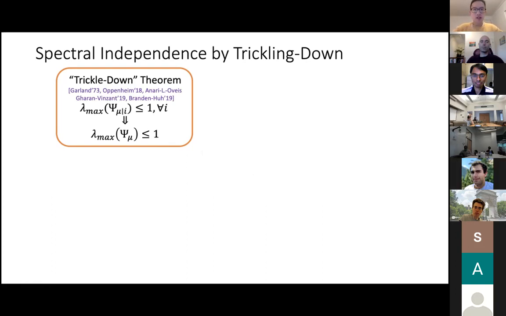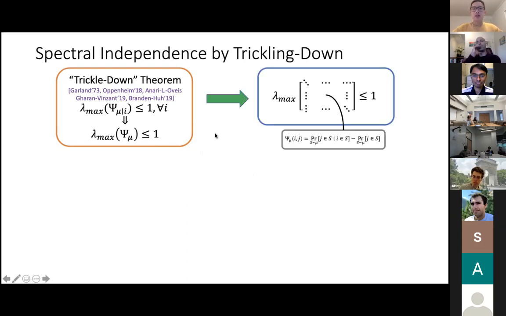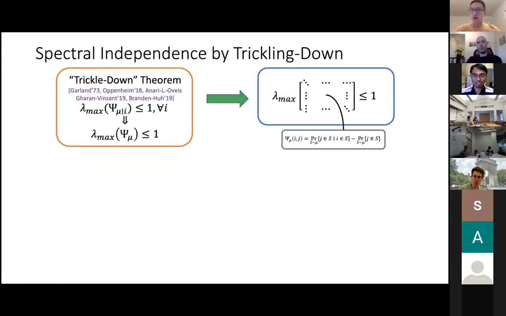I'm not going to say too much more about why this is the case, but I do want to say that this phenomenon suggests the following strategy for establishing spectral independence. You condition on a whole bunch of elements of your distribution, all the way to the point where your distribution has very small dimension, like dimension 2. Now in dimension 2, you can analyze things very explicitly. You can write down the matrix explicitly and compute its eigenvalues pretty precisely. And then the goal is to use the trickle down theorem to deduce in a totally black box manner a bound for the spectral independence for every conditional distribution.